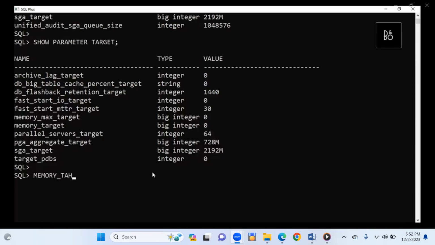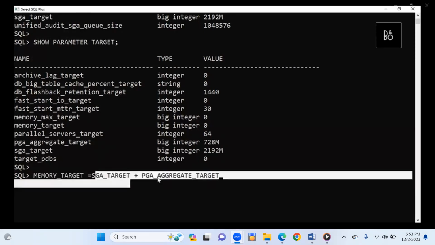MEMORY_TARGET equals SGA_TARGET plus PGA_AGGREGATE_TARGET. Now, this is the maths I want you to have in mind. For me to get the MEMORY_TARGET, which is the target memory size allocated to both the SGA and the PGA.